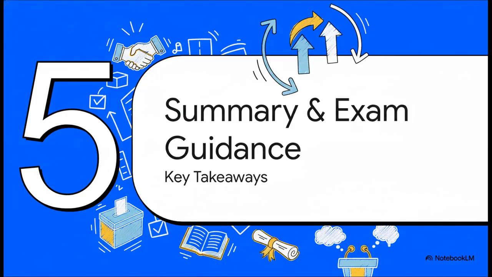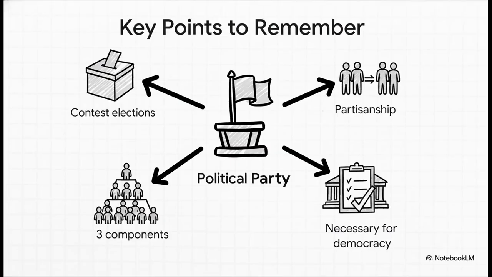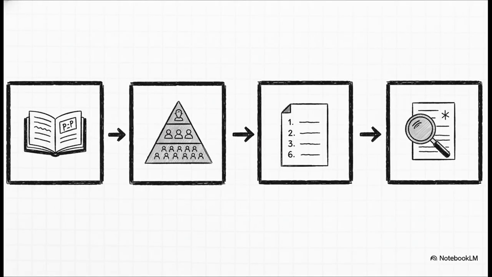Okay, so let's quickly summarize what we have learned today, and then I'll give you a little bit of guidance on how you should frame your answers for your exams. So these are the fundamental concepts to remember. First, parties are groups that contest elections to form a government. Second, they involve partisanship. Third, they have three components: the leaders, the active members, and the followers. And finally, and most importantly, they perform many essential functions, which is why they are so necessary for a representative democracy to function.